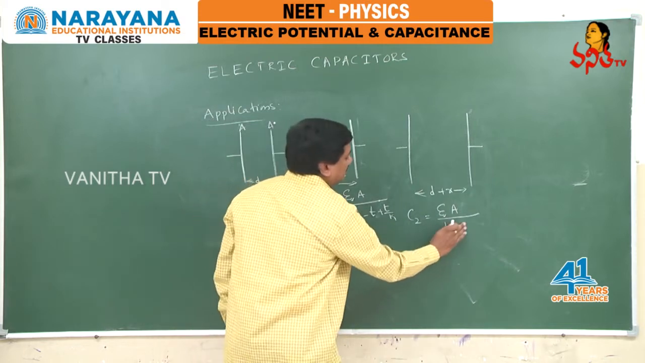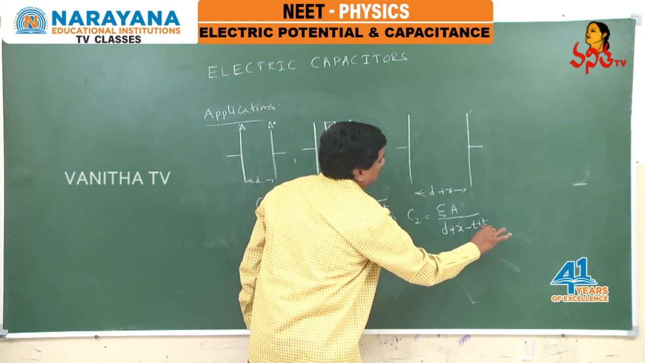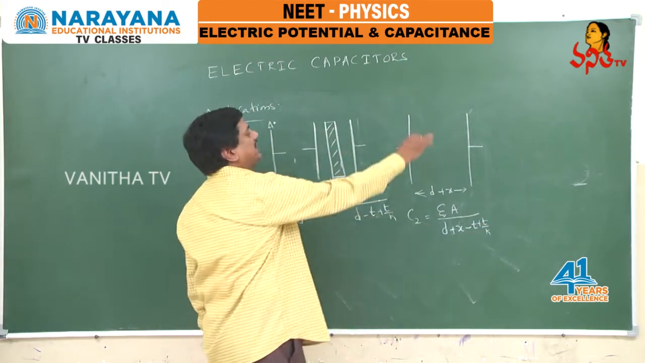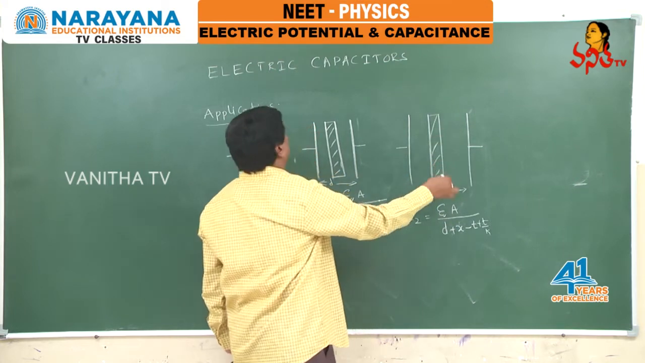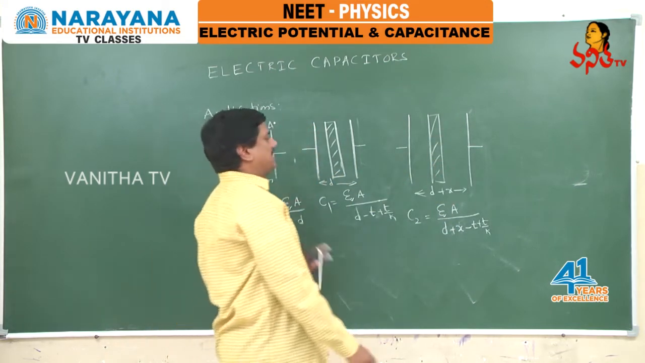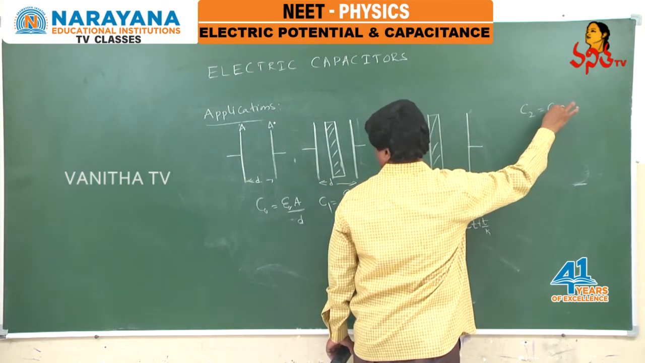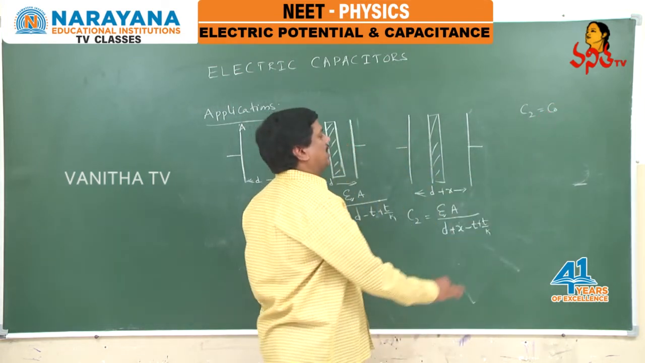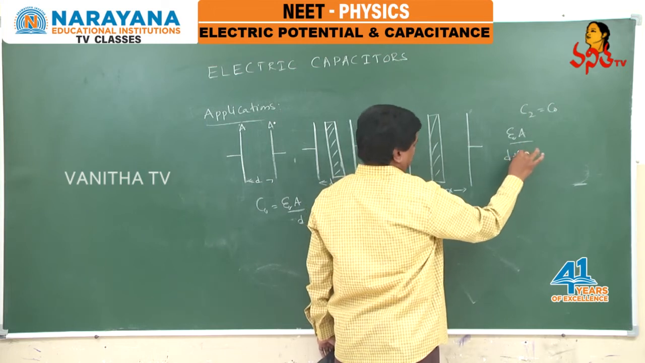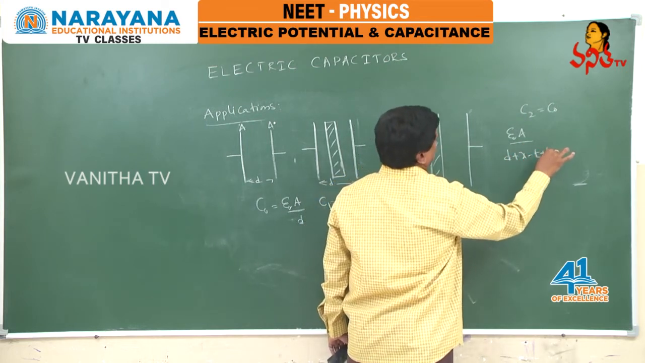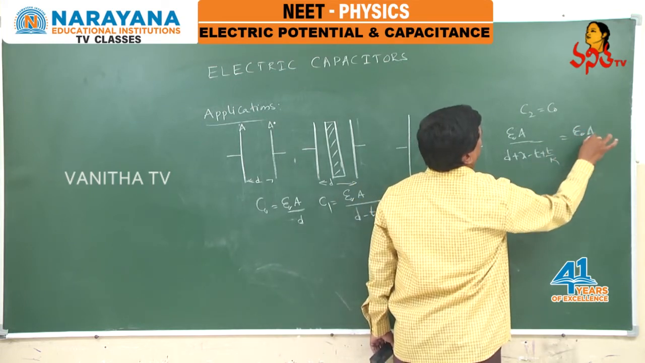Instead of d, what do we have to write now? d plus x minus t plus t by k. But our condition is that I am increasing the separation between the plates, and I want to get back to the original capacitance. By equating the first and last equations, that is C2 equals C naught initially, we can write epsilon naught A divided by d plus x minus t plus t by k equals the initial capacitance, which is epsilon naught A by d.